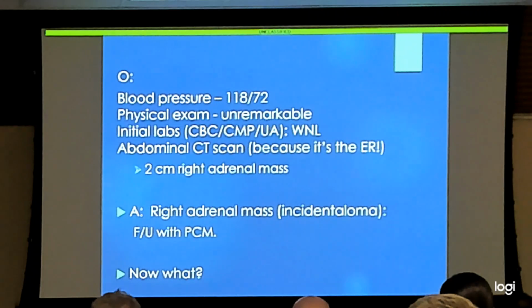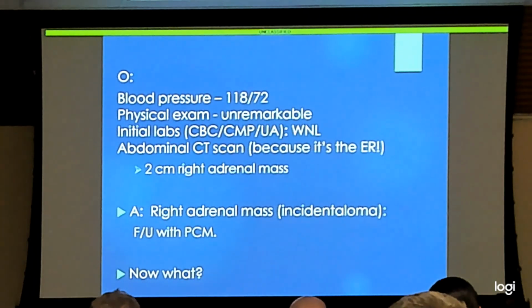2 centimeter right adrenal mass. So, you now have a 2 centimeter right adrenal mass. Now it's yours. Follow with PCP. It's yours. Not a problem. You didn't die. Your problem. So now what do you want to do?